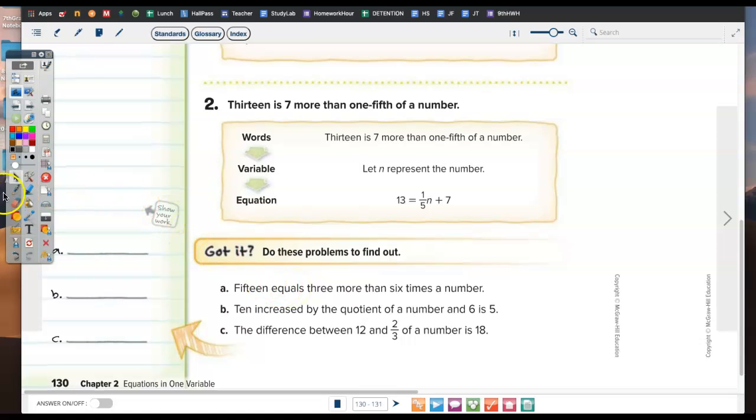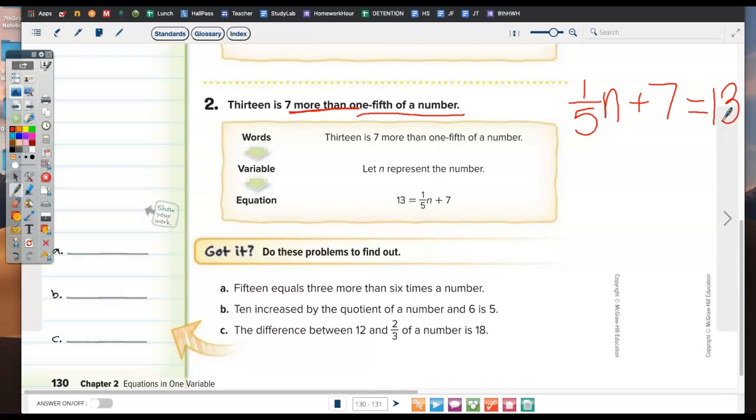Number 2, 13 is 7 more than 1/5 of a number. Okay? So over here, I have 1/5 of a number. That's where my variable's at. How do you write 1/5 of a number? What does "of" mean? Multiply. So we have 1/5 multiplied by a number. Do you know what that number is? So n. And we also have 7 more than that. So how do you write that? Plus 7 is 13.